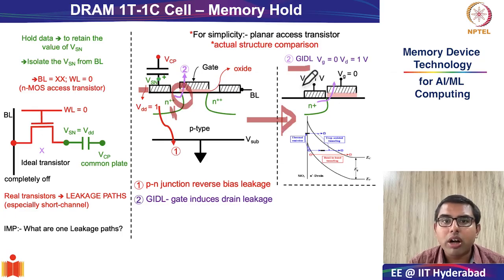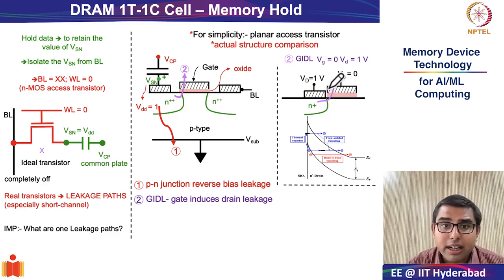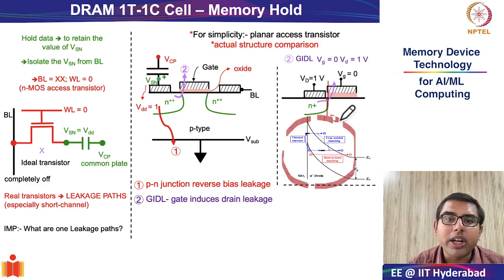So remember, the drain bias is roughly 1 volt, the gate bias is 0 volts, and there is a large electric field at this interface. So what is this interface that I'm talking about? The interface that I'm talking about is the interface between the gate metal, the gate oxide, and the edge of this drain N plus region. At this particular region, there will be very large band bending, as I have indicated in this diagram.